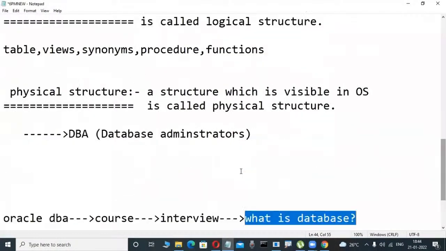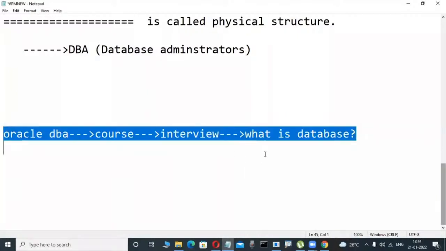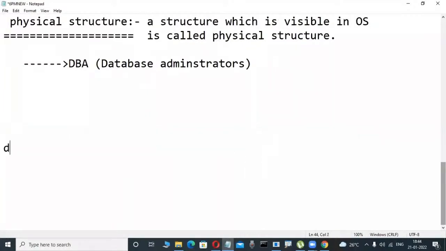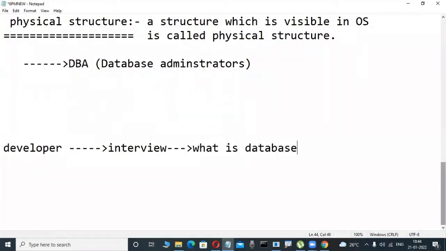Suppose I'm a developer, not an administrator, for example. I'm a Java developer, a SQL developer, a PL/SQL developer, a Python developer, like that. These developers attend an interview. What is a database? For example, they may not ask it, but generally, if they ask what is a database, the developers answer in logical structure terms.